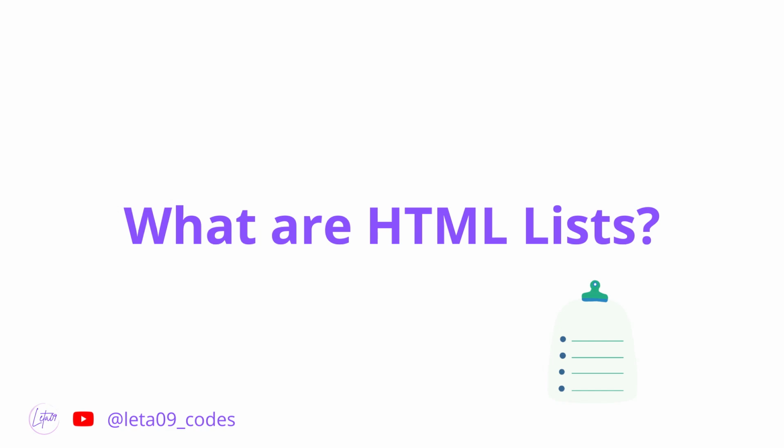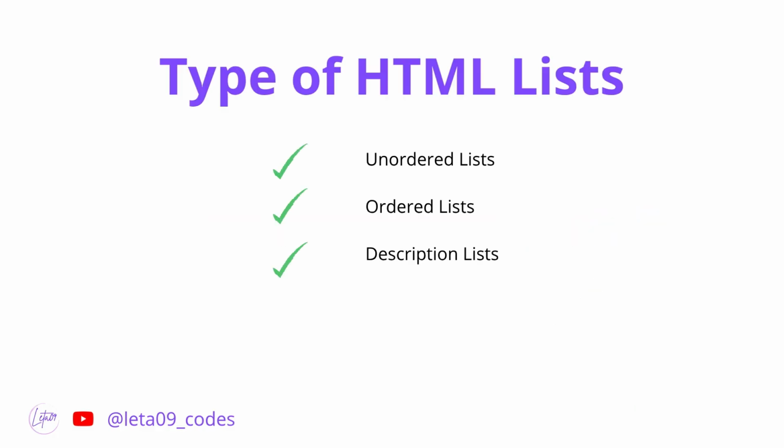HTML lists are used to group related items together. They make your content more readable and structured. There are three main types of lists in HTML: unordered, ordered, and description lists.